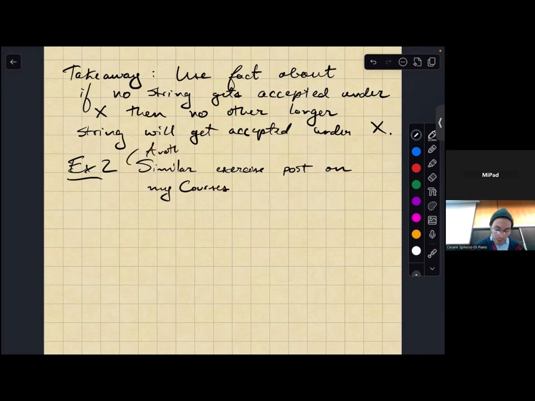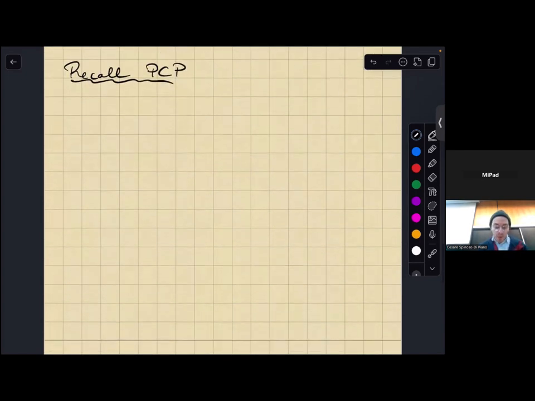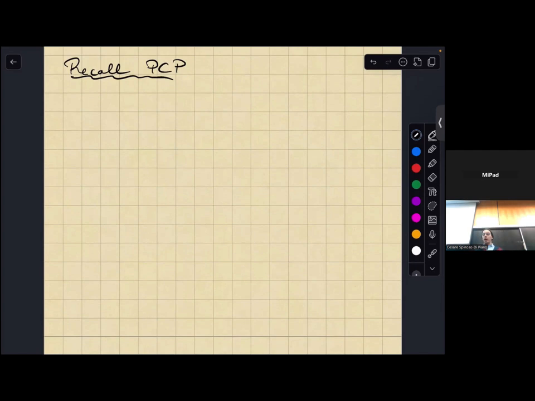Okay, so let's now move on to the PCP problem. Let's just recall the Post Correspondence Problem. This is another undecidable problem, where we stop dealing with Turing machines and are now just dealing with domino tiles.